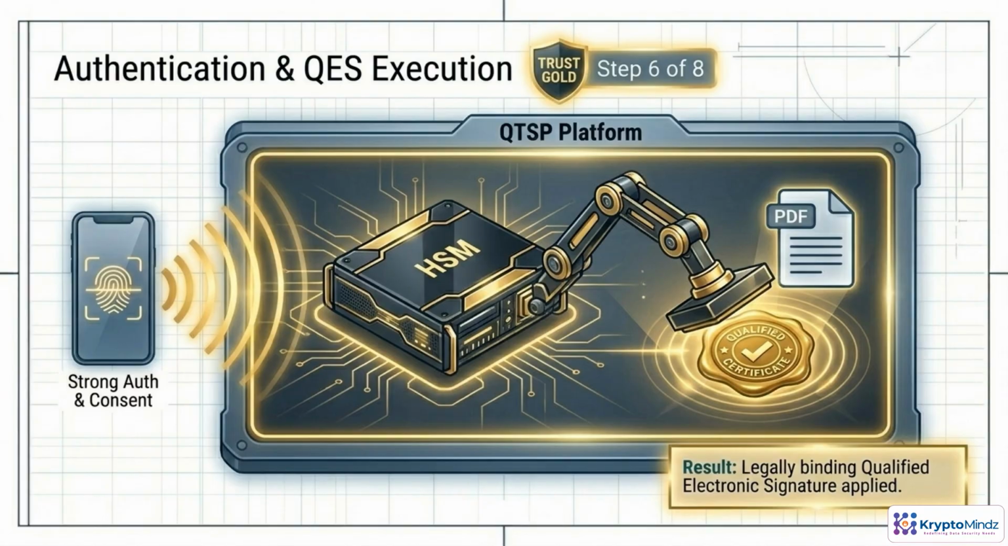During signing, the customer proves who they are using strong authentication, such as an eID, a mobile app, or a one-time password, and explicitly gives consent. Once that check passes, the signing orchestration calls the remote signing service. Inside that trusted platform, keys are protected in an HSM, the certificate authority issues or validates the qualified certificate, and the service applies the qualified electronic signature, binding it uniquely to that customer and document.